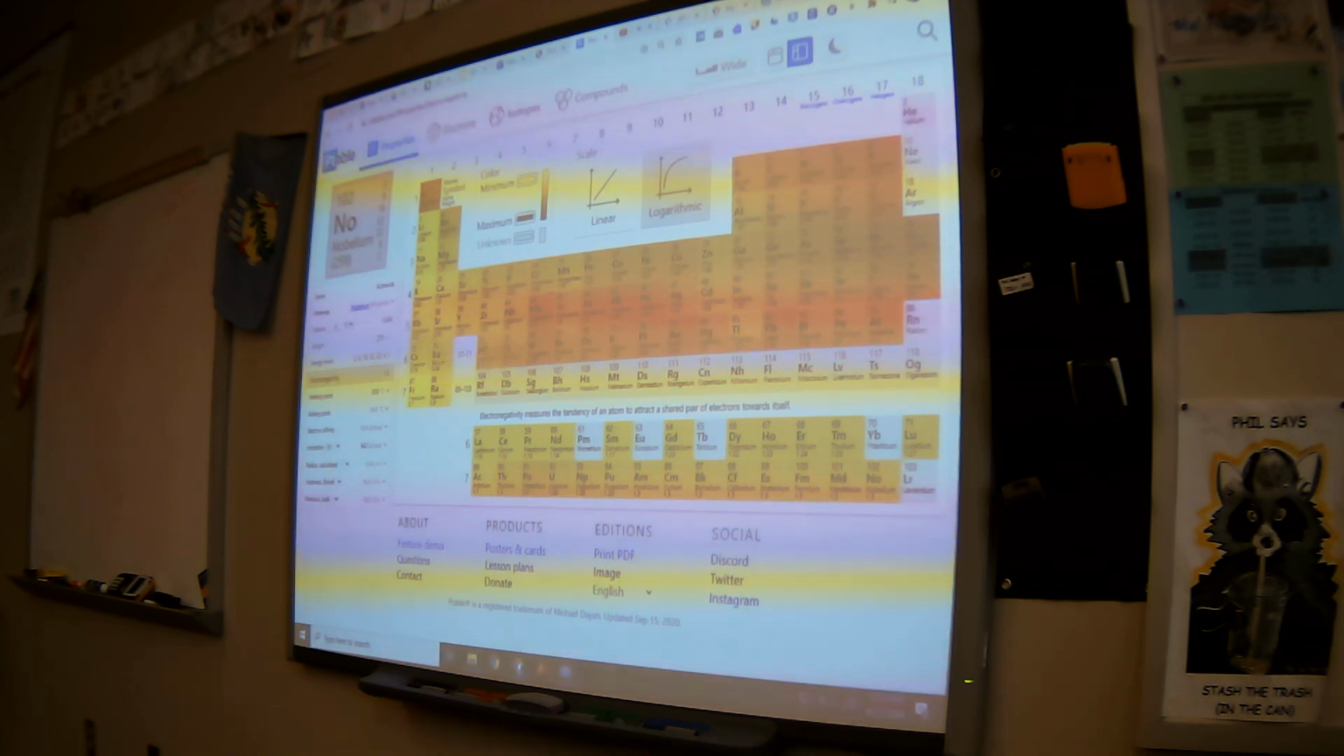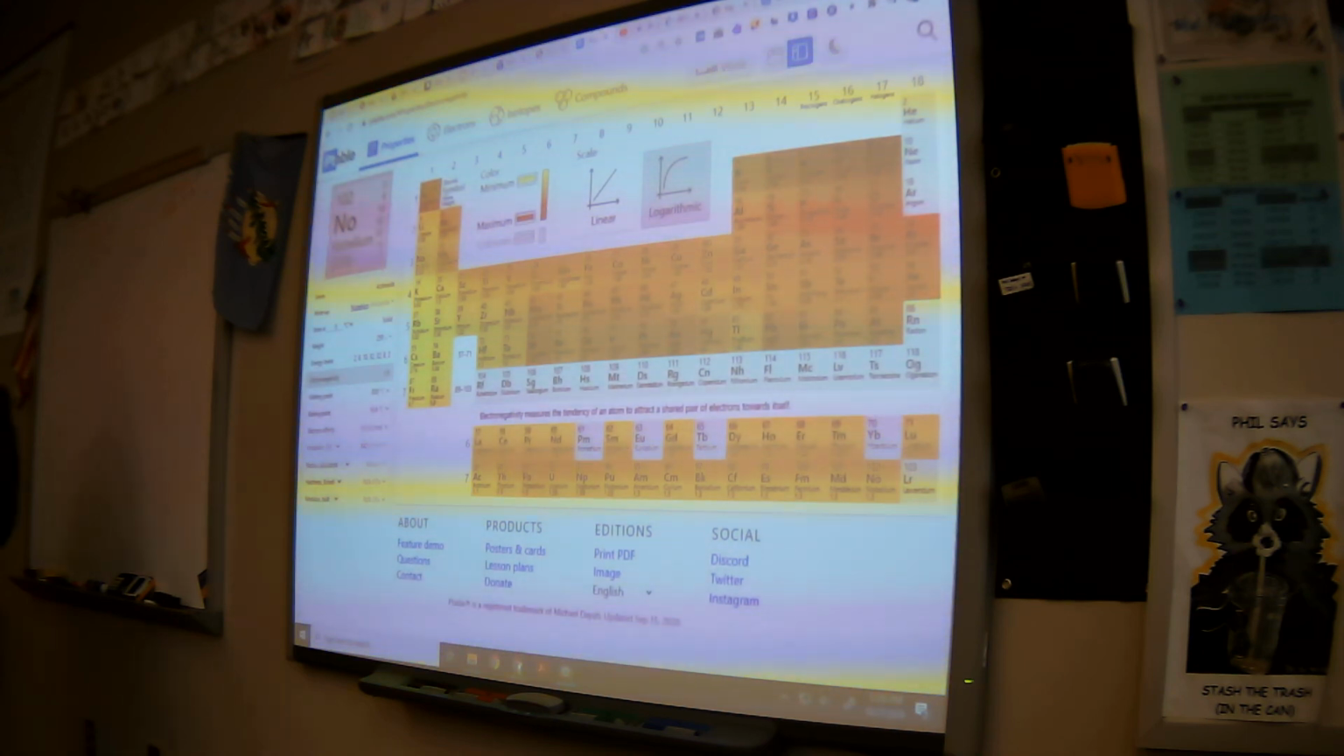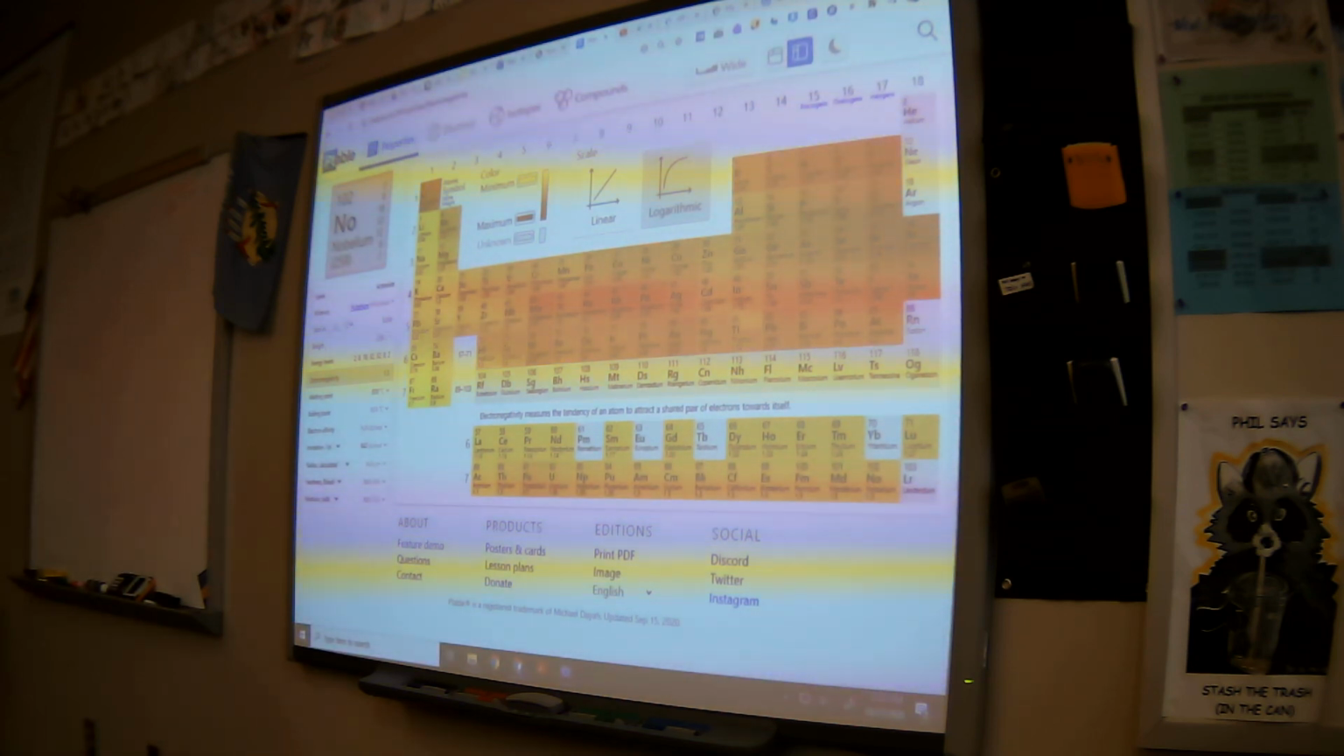Next thing is atomic radius. Atomic radius is basically how big the atom is. Not all atoms are going to be the same size. Some are going to be bigger than others. This kind of makes sense, right? When I say big, I don't mean mass. I'm talking about how big the volume is.